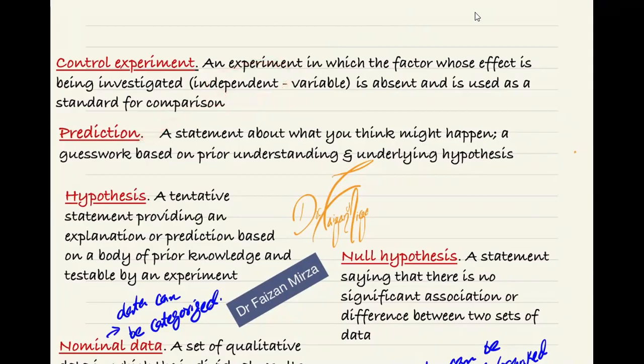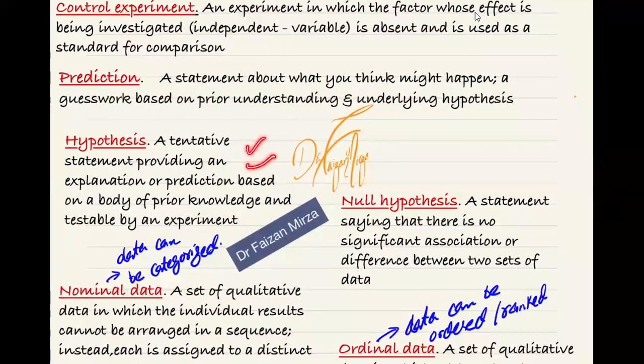Prediction: this is a statement about what you think might happen, a guess based on prior understanding and the underlying hypothesis. Hypothesis: a hypothesis is a statement which provides an expression of prediction based on a body of prior knowledge and testable by an experiment.